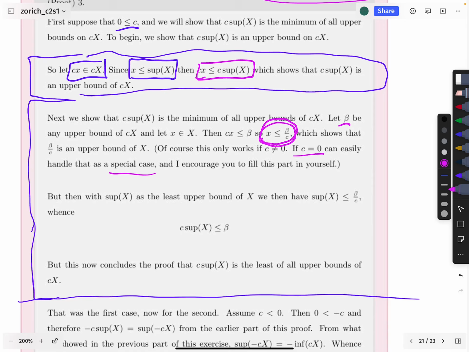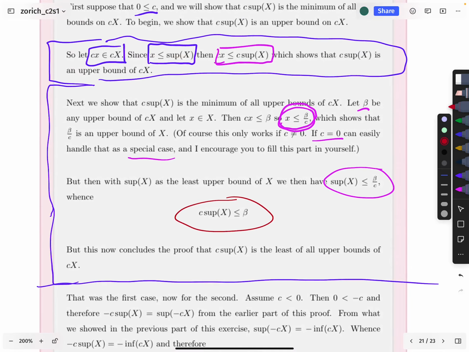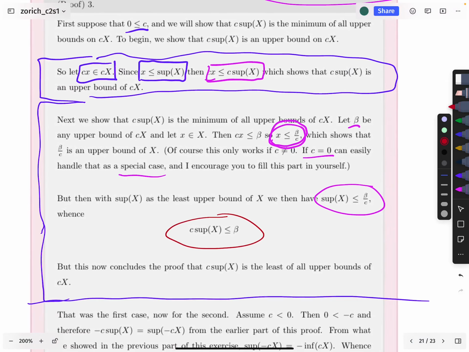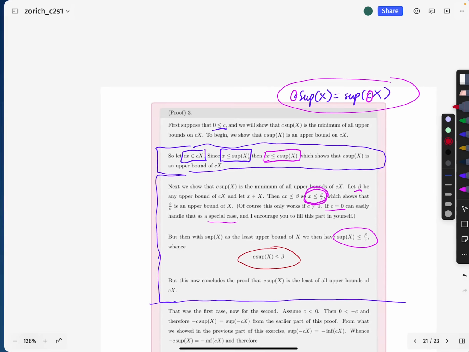And then we know that beta over C is an upper bound. Therefore it has to be greater than or equal to the least upper bound. And then, by moving the C back to the other side, we get exactly the thing that we were trying to show in the first place. And so that concludes the proof for the case where C is non-negative.